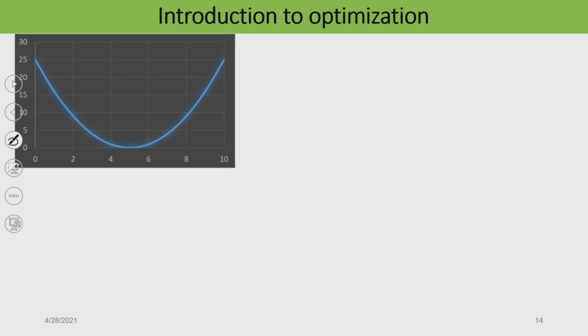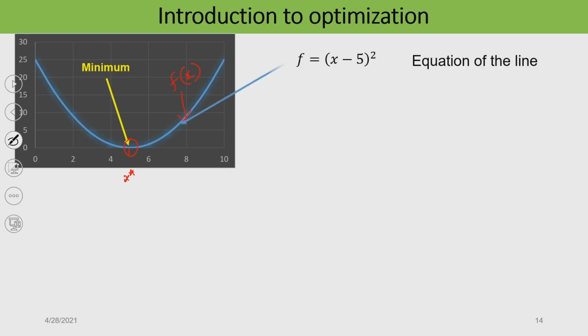Suppose this is a function, and this is the minima of this particular function. The minima of this function is somewhere here, and we generally denote it by x star. So, this is x star. Now this function is f equal to (x minus 5) whole square. This is the equation of this particular function. So, how do we find this minima or maxima?